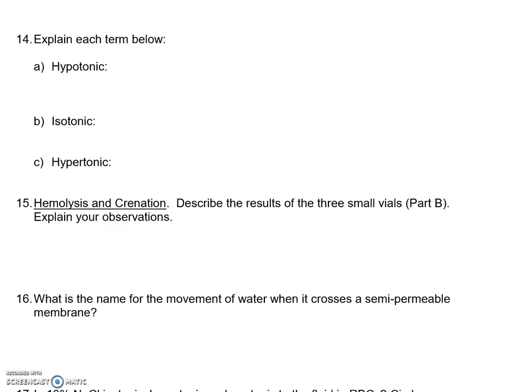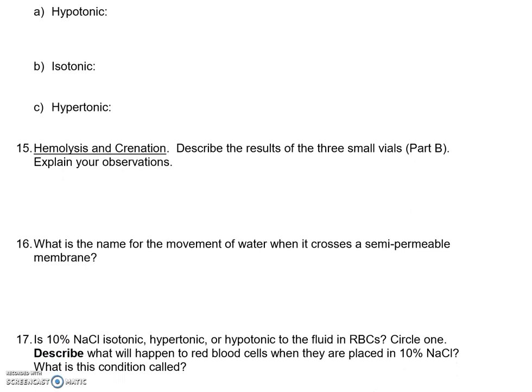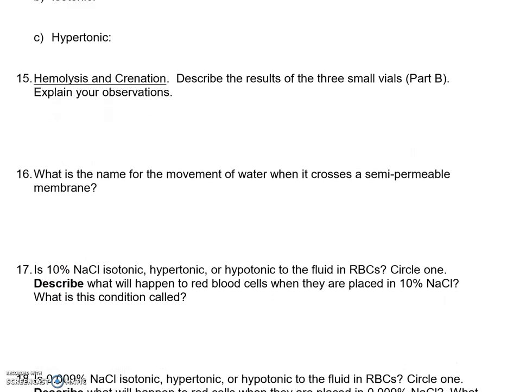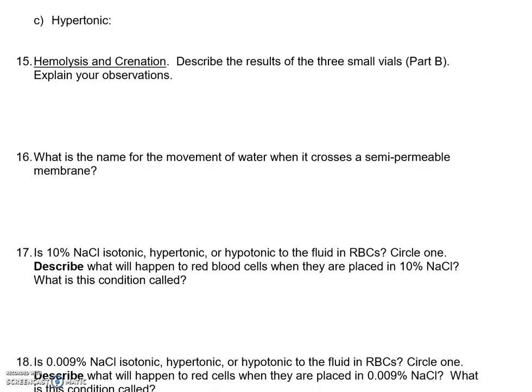Hemolysis and crenation. Describe the result of the 3 small vials. Explain their observation. If you put a drop of sheep blood, that's what we have in the lab, into distilled water, then the red blood cells disappear very quickly, and you have a clear test tube in front of you. That's the same as what happened under the microscope. These cells burst and then they're gone. You can't see them anymore.